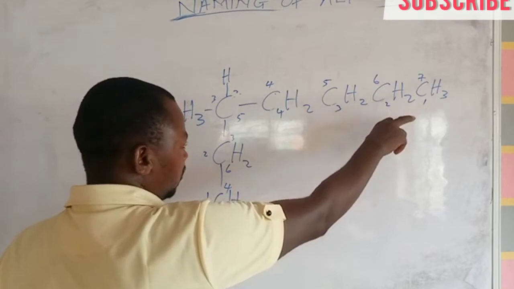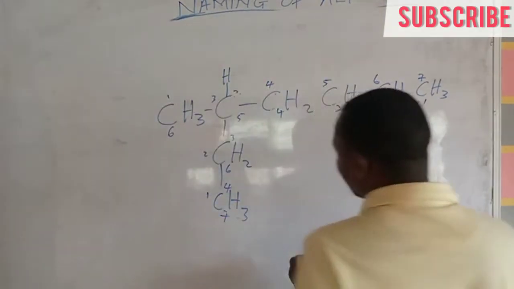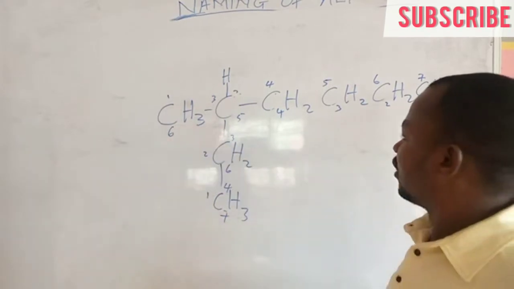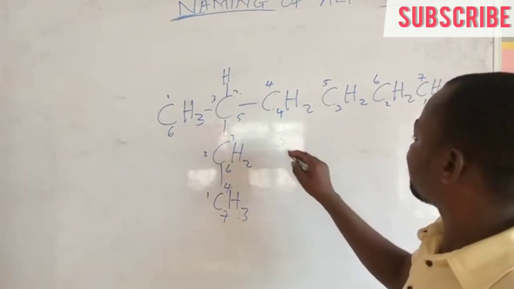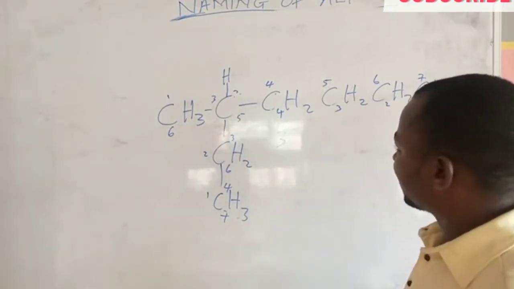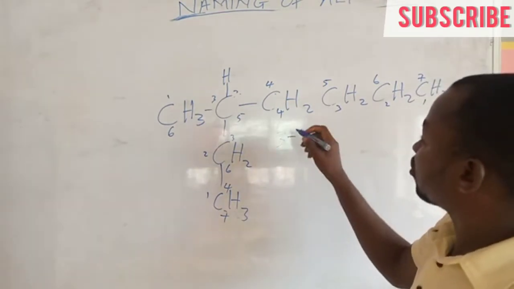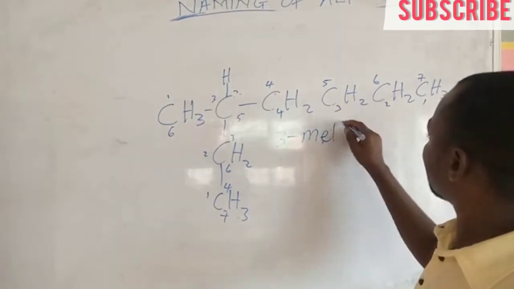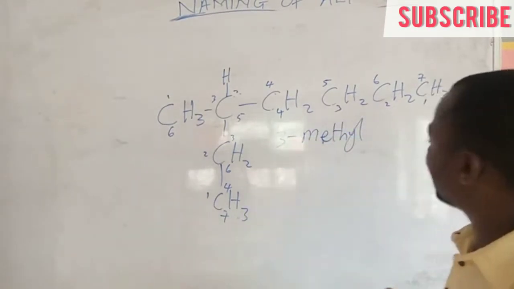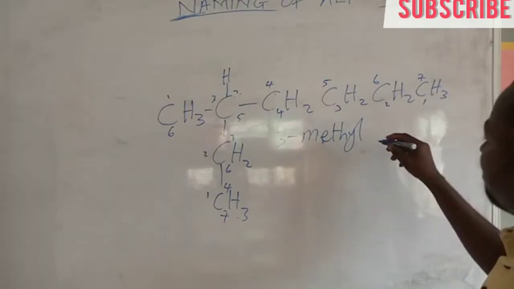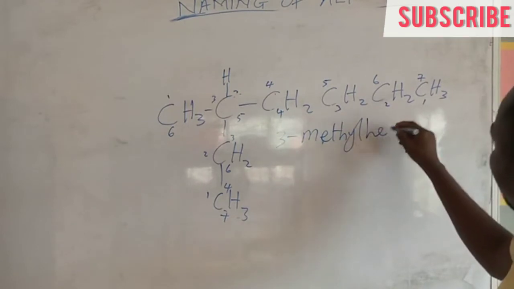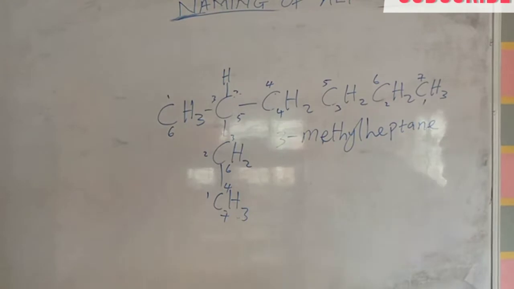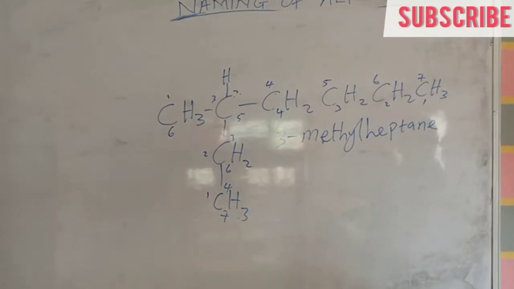So the name of this compound is, we have 1, 2, 3. The substituent is at position 3. So we say we are having 3 methyl, because the substituent is methyl. 3 methyl heptane. That is the name of this compound.